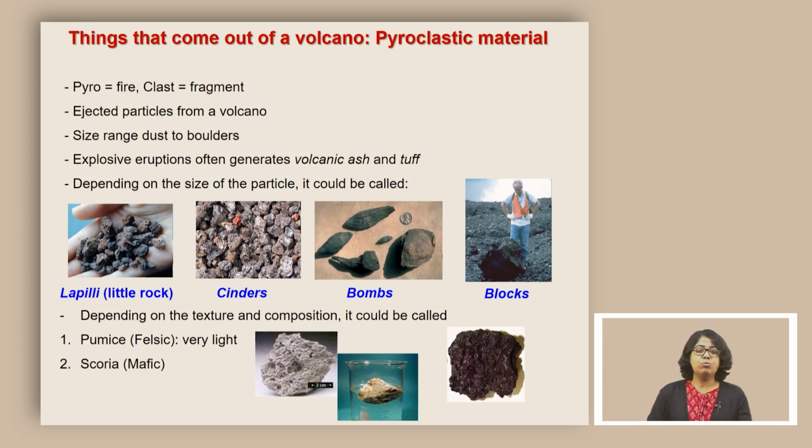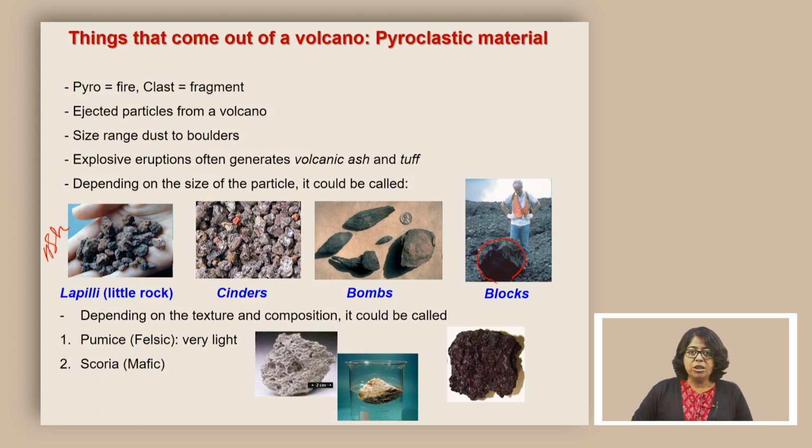So, these are things which are ejected from the volcano, and they can vary in size. There can be powder like things which are generally called ash, to really big chunks which are called blocks. Depending on the size of the particle, one is ash and the others are lapilli, cinders, bombs and blocks. These are increasing in their size.